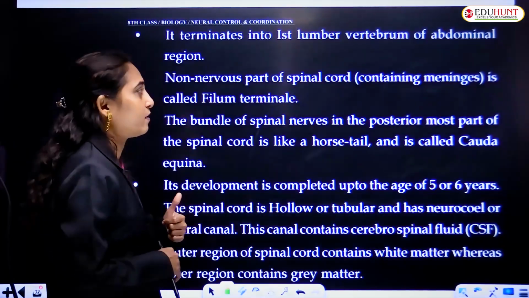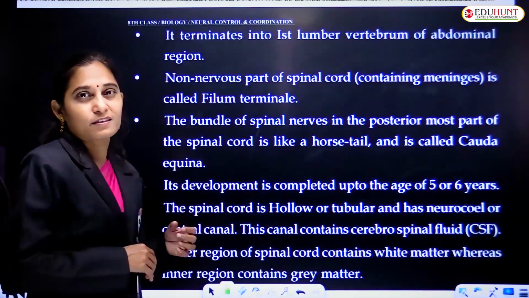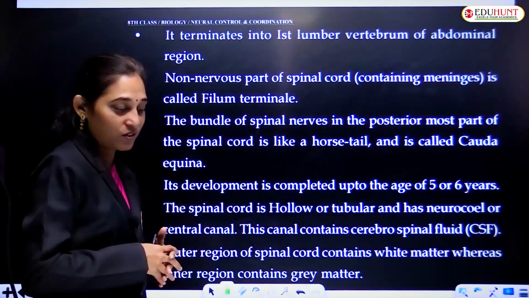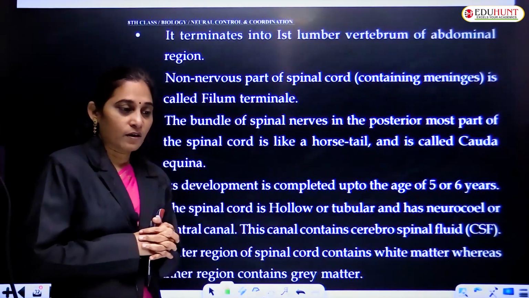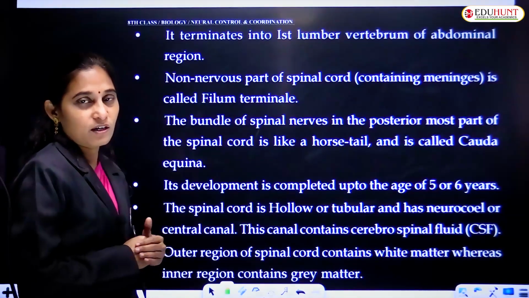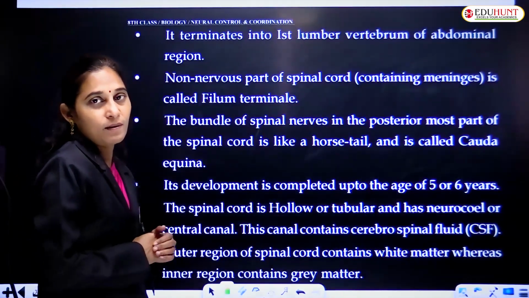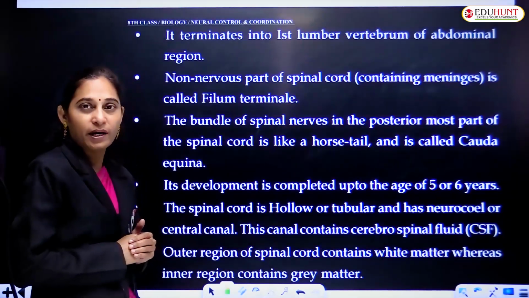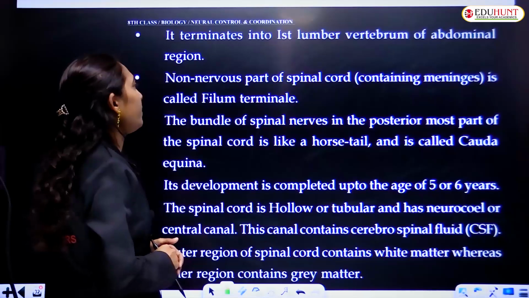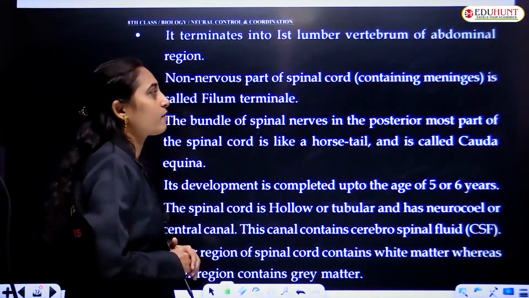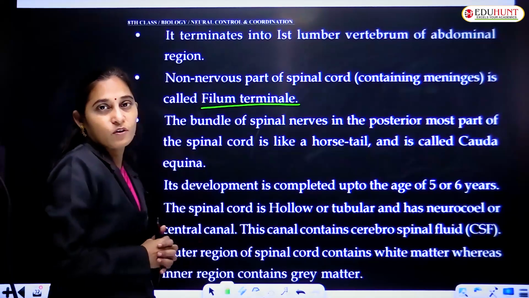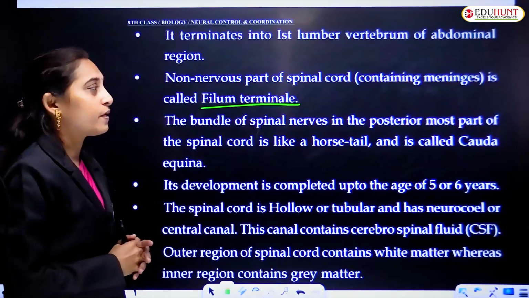The non-nervous part of the spinal cord contains meninges. Meninges are layers that extend from the brain. We have seen the layers of the brain. Meninx is the singular and meninges the plural. For frog brain there are 2 meninges, and for human there are 3. Anyway, the non-nervous part of the spinal cord is called the filum terminale.